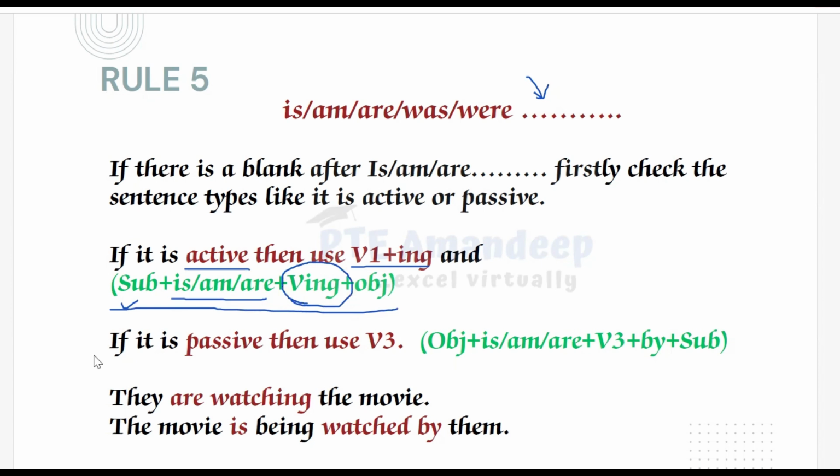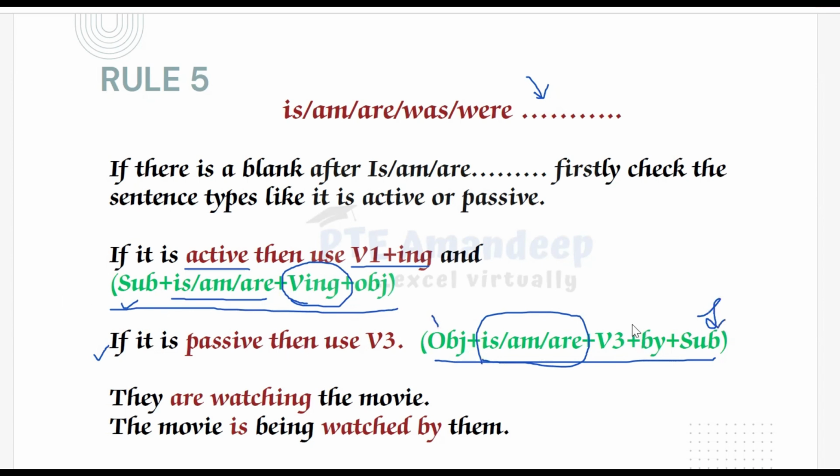And if on the other hand the sentence is in the passive form, for example, is, am, are is written, but the sentence is passive. In the passive, the object comes at the first position and the subject goes at the last.